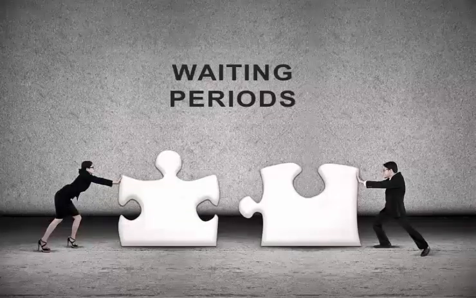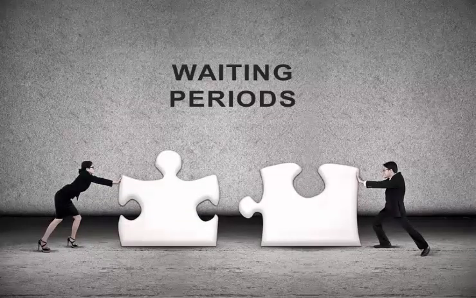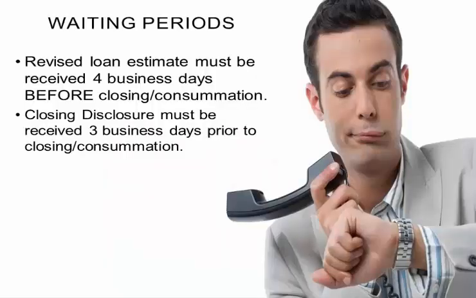So now let's talk about waiting periods. We talked a little bit about the revised loan estimate, and there's a 4 business day waiting period for revised final loan estimates. If a revised loan estimate is generated, then it must be received by the borrower 4 business days prior to consummation. And if mailing the revised loan estimate, you must allow for an additional 3 business days for delivery of the revised loan estimate.